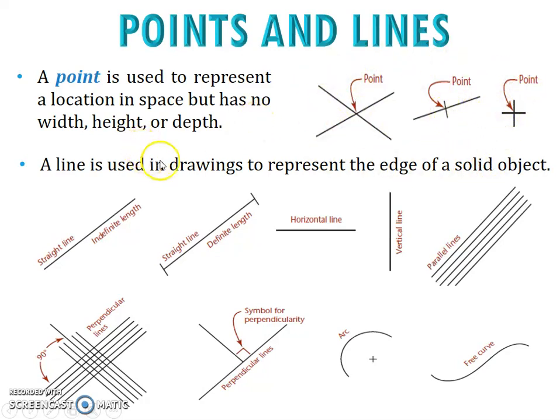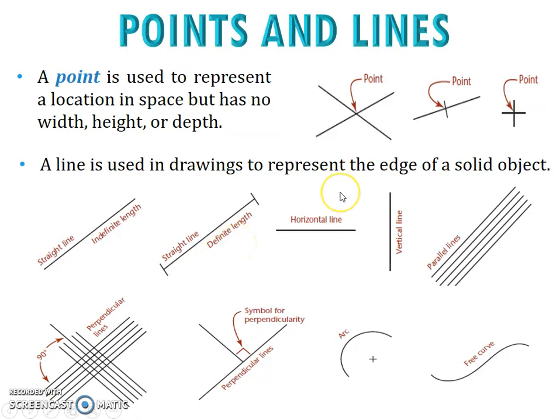While a line in drawing represents the edge of a solid object. You have straight lines, you will also have arcs, free curves, and also perpendicular lines. All these things go under lines.